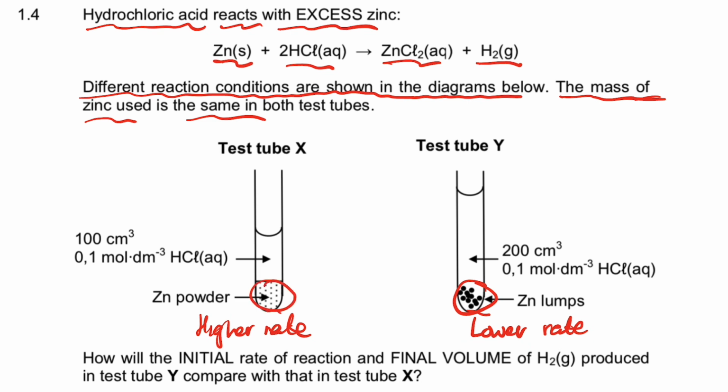And also, if you look at the volume here, the volume here is greater. That means if you go to the formula that says C is equal to N over V, if the volume is bigger, that means the concentration is going to be smaller. So this one will have a lower rate.